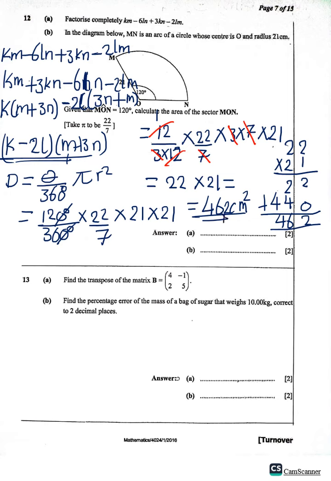Now let's look at question 13a. Find the transpose of matrix B. So the transpose of a matrix, we are going to swap the rows, the rows become the columns. So the first row is 4 and negative 1. So this becomes the column 4, negative 1. Then also the second row is 2 and 5, becomes the second column 2 and 5. So this is how to find the transpose of the matrix.